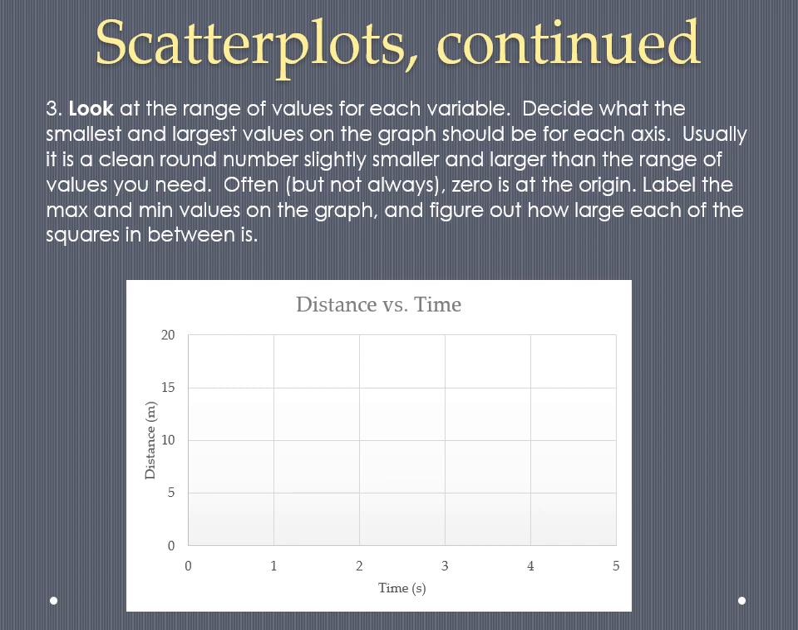Make sure you label all the maximum and minimum values, and then you can figure out how big each of the squares in between is by just dividing the whole range by the number of squares that you have on your graph.